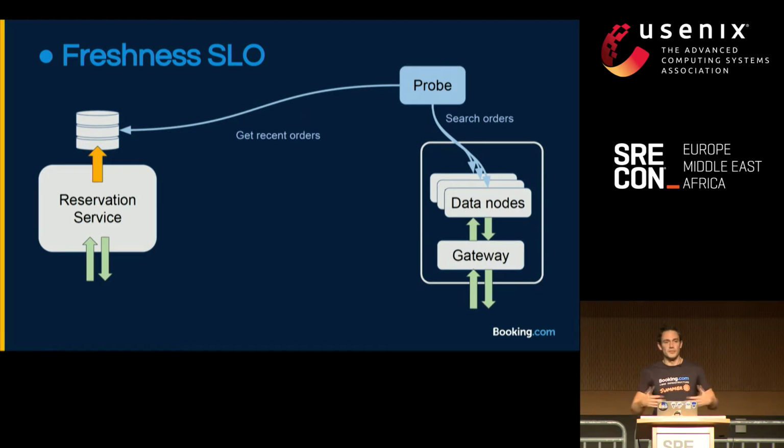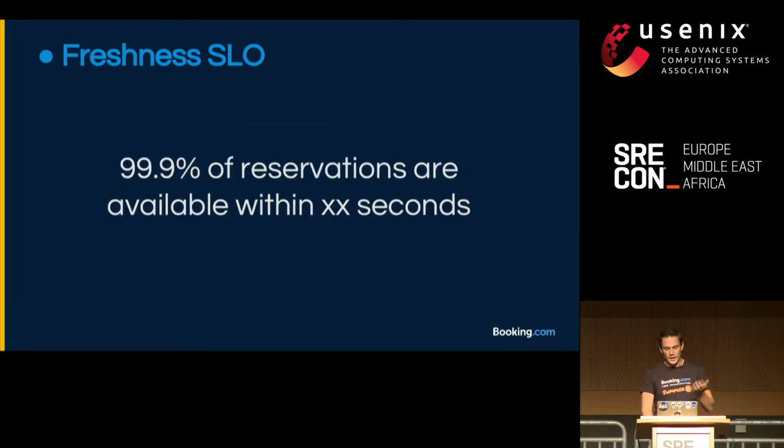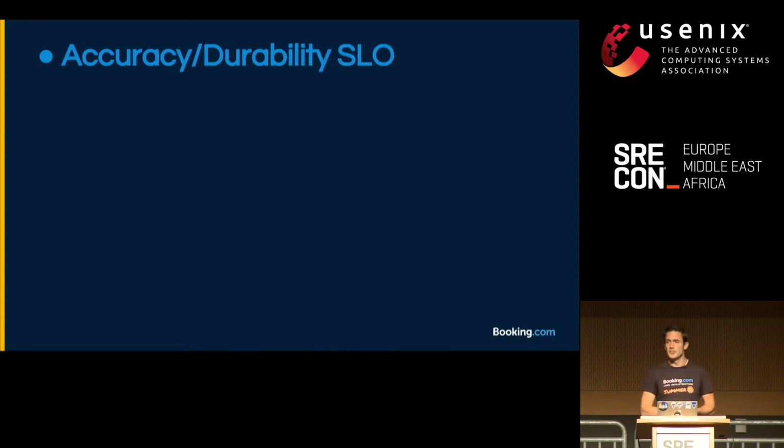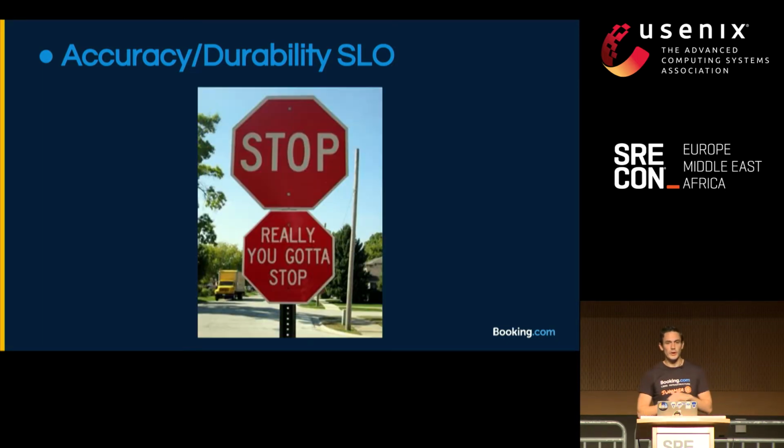They wanted freshness. They wanted to know the time for the data. Well, we had the probe. We discarded it, then reused it. It basically does the same thing: checking the storage, giving me a new reservation, comparing the data nodes. And I get a pretty good message, like X% of reservations are now available within a few seconds. So we're happy. We get metrics. They ask for durability. They ask for accuracy. And at some point, we understood we were going completely the wrong way.